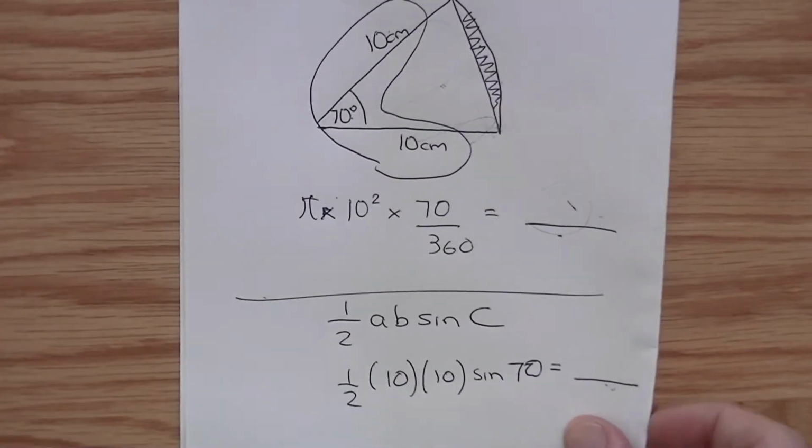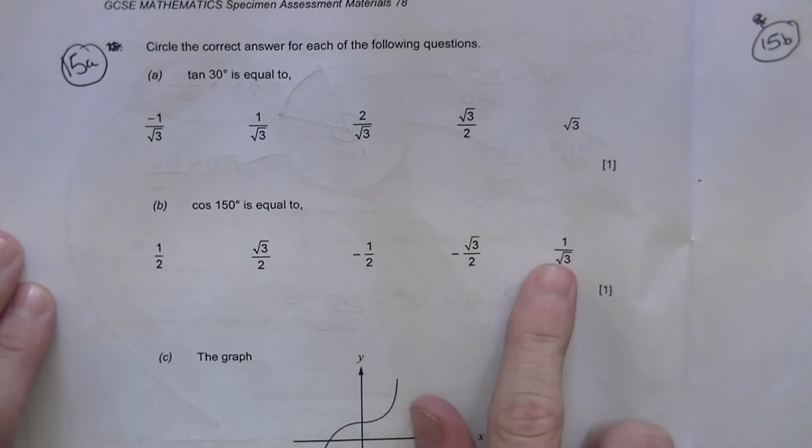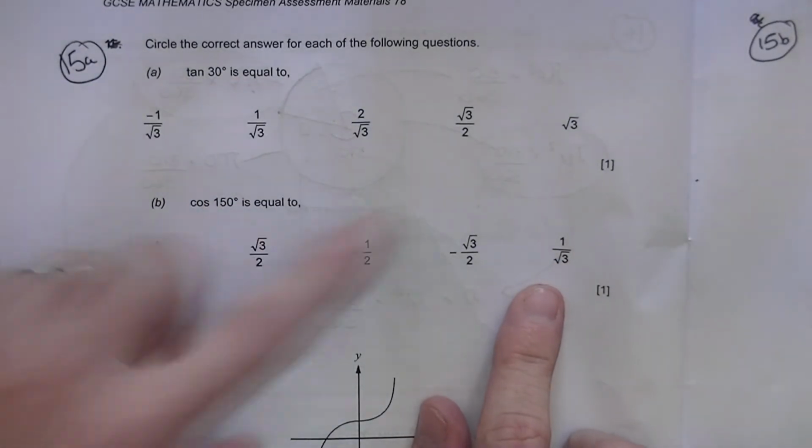Right. Back at the end, are we? Pretty much. Okay. Just some graphs, and some trigonometry graphs in particular. Again, don't worry about this. It says tan 30 is equal to, cos 150 is equal to... I think we got this one wrong.